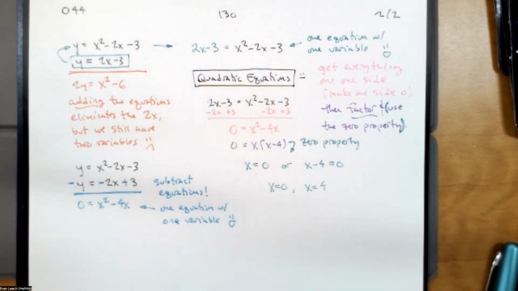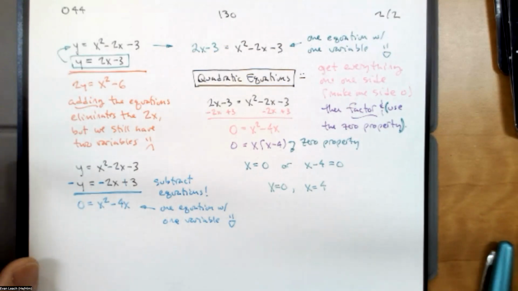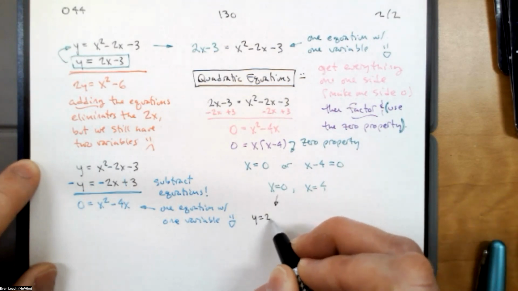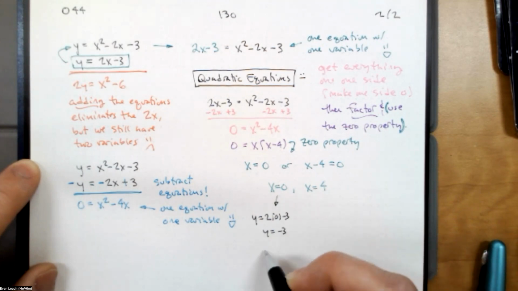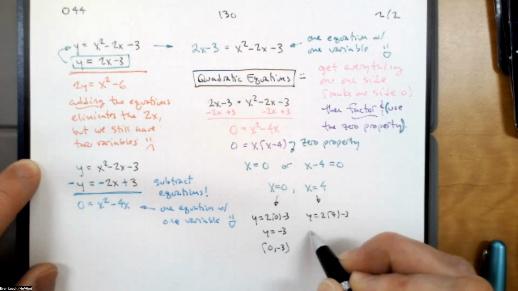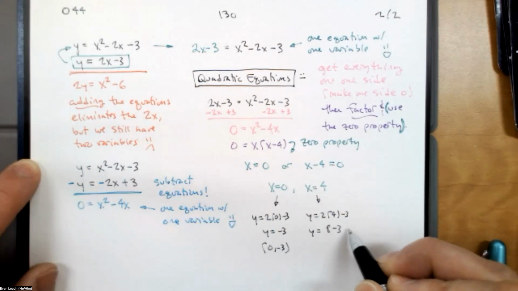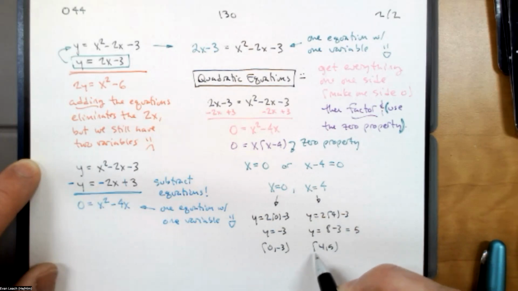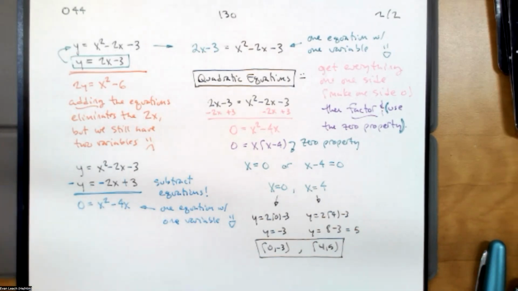Correct. So this is only half a solution. These are only x coordinates of solutions. If in the context of the original problem, I had x's and y's, I could just take these back to either one of our original equations and figure out what y is equal to. How's everybody okay?